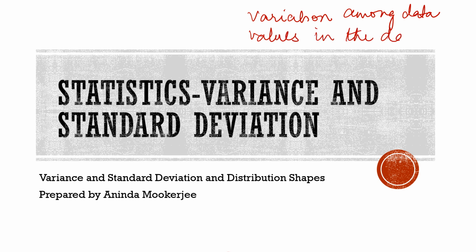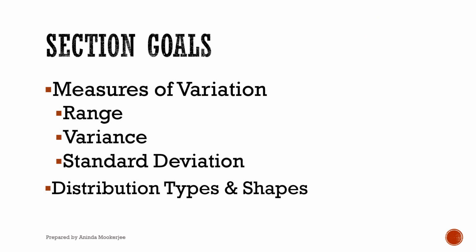And we will learn how to calculate the variance and standard deviation using two different methods. One will be the defining method, the other one is the computing method. So in this lecture, we will talk about the different measures of variation.